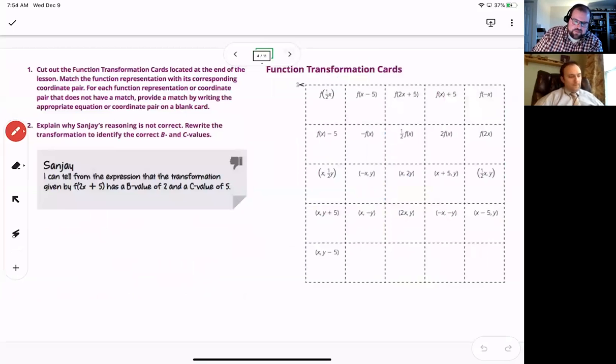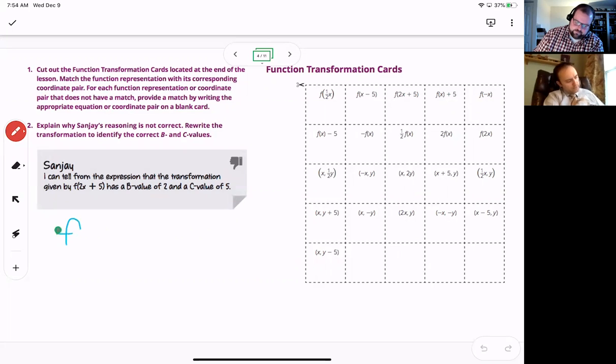Okay, so there's going to be a matching activity that is going to be set up through Desmos, that we're going to use to play with. And we might want to talk about the Sanjay idea. So explain why Sanjay's reasoning is not correct. Rewrite the transformation to identify the correct B and C values.